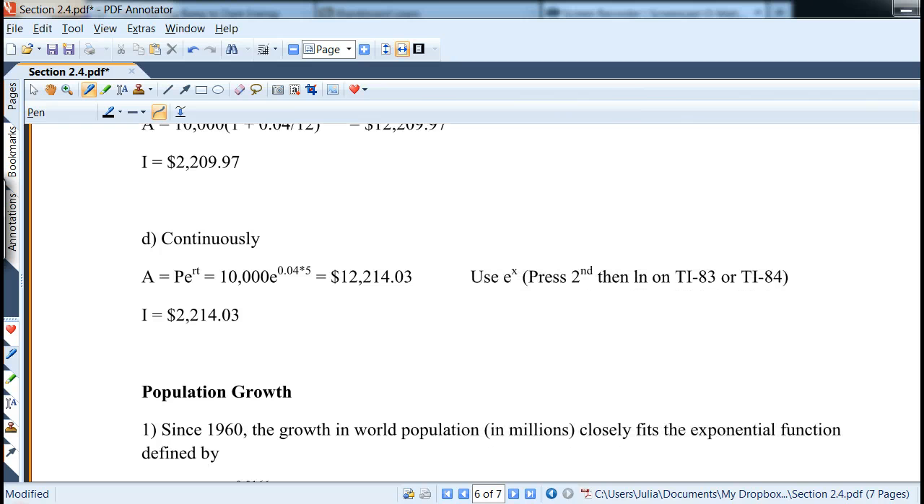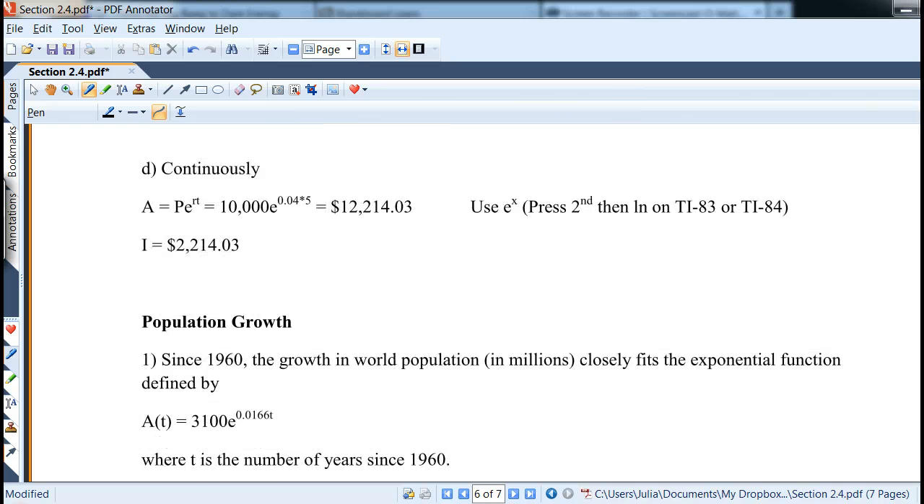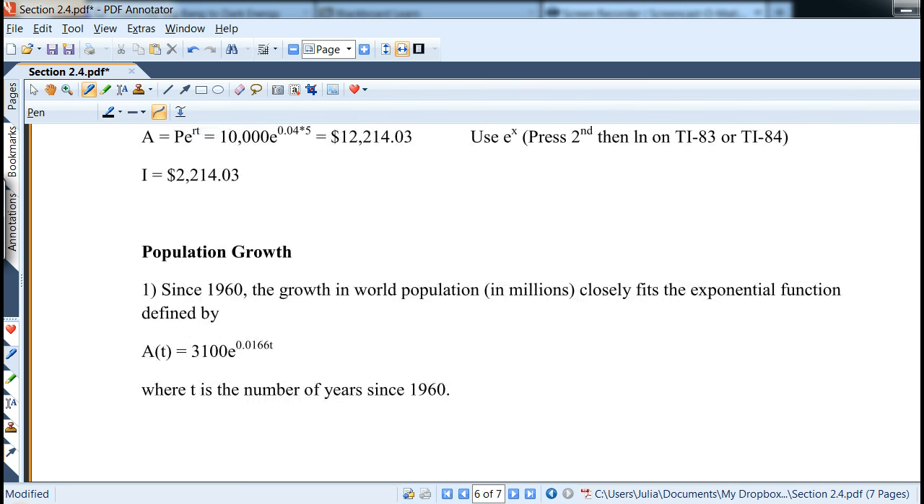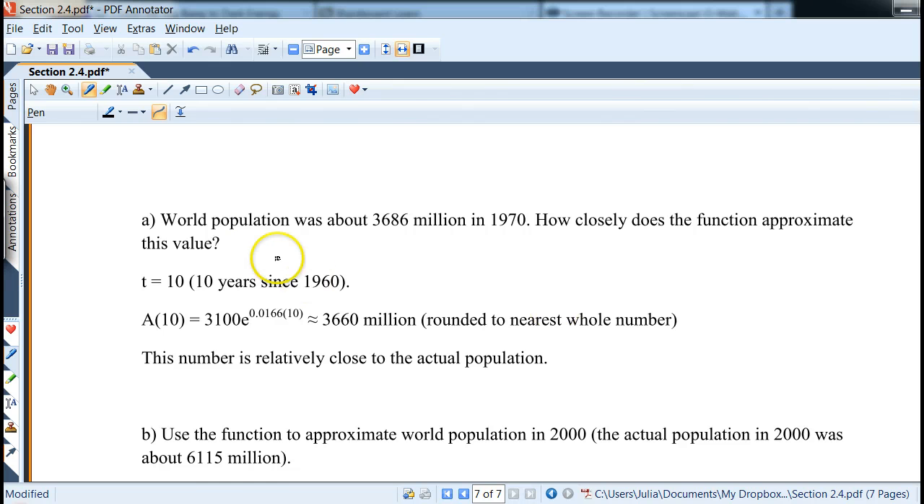And here is a quick one on population growth. What if the equation is given? Just a simple population growth example. If you have A of t, and t is the number of years since 1960, world population was about 3686 million in 1970. This was actual information. How closely does the function approximate this value? So 10 years passed since 1960, so that's why I put t equals 10.